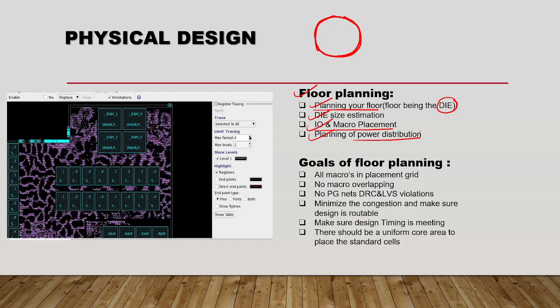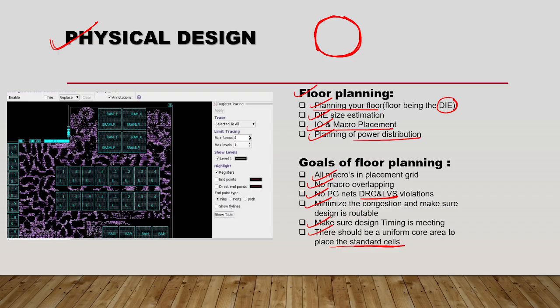So what are the goals for floor planning? When you take physical design, you are going to study in detail. I am just giving some rough idea. All macros in the placement grid, no macro overlap, no PG nets or DRC, design rule checks, or LVS, layout versus schematics. Minimize the congestion, make sure design timing is met.